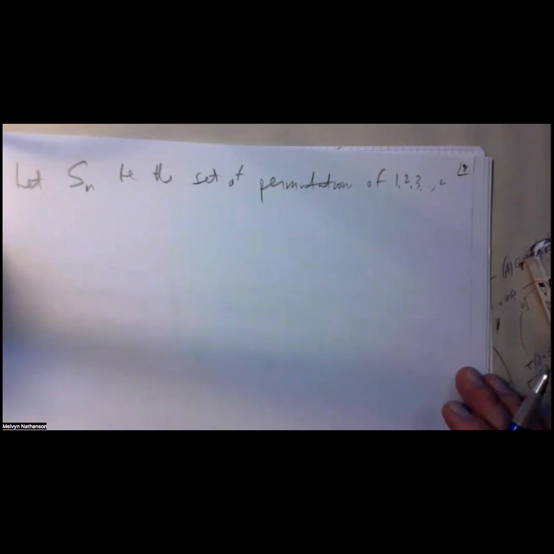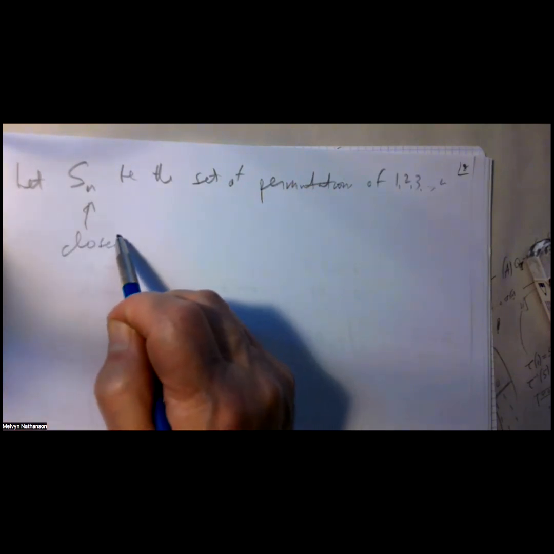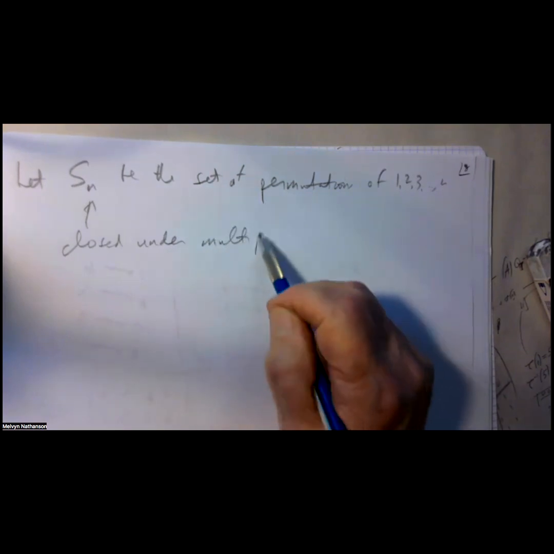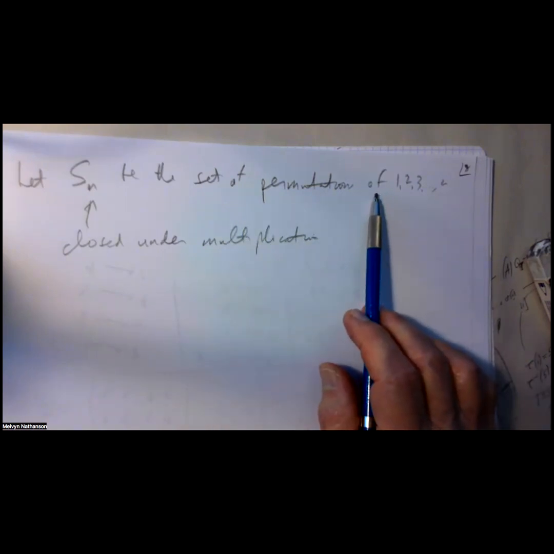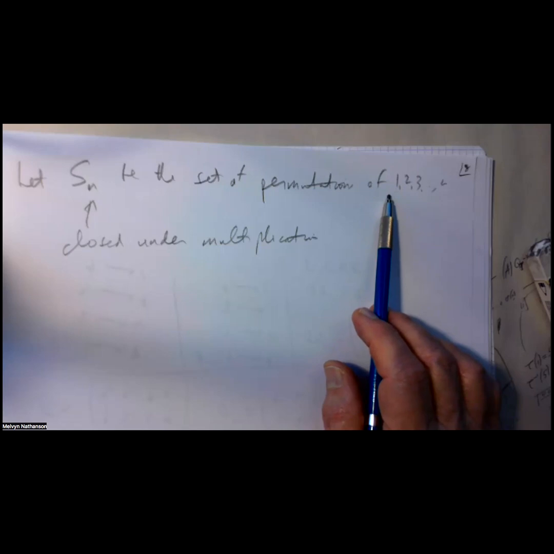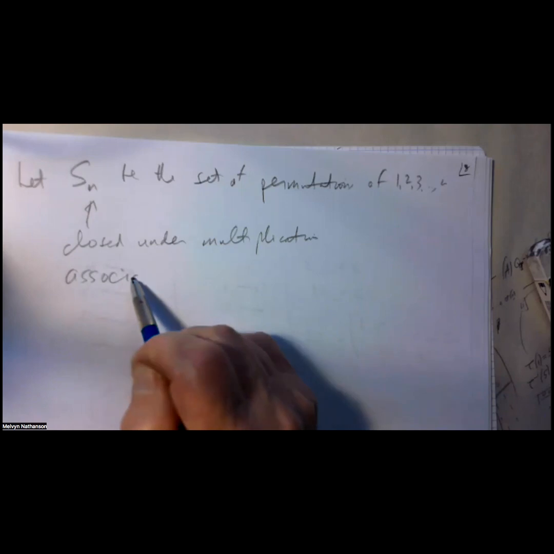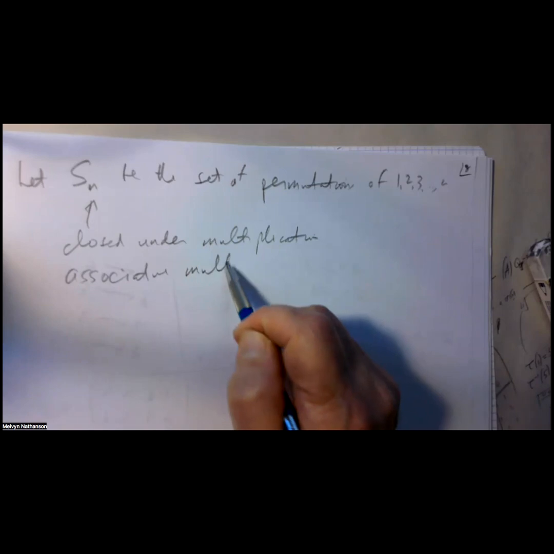Right. So Sn is the set of all of these permutations. And, well, what are some things we can say about this? First of all, it's closed under multiplication, because the product of two permutations is another permutation. This multiplication, which is just composition of functions, is associative.